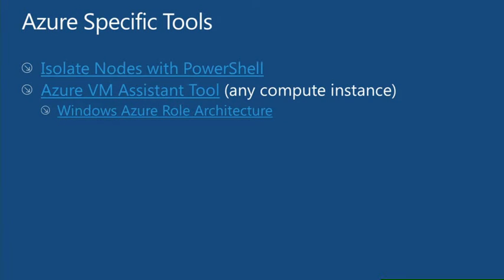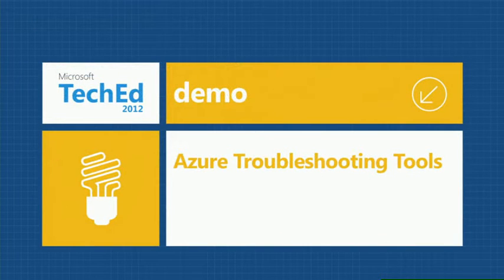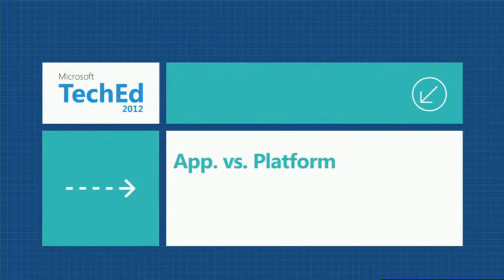And there are Azure-specific tools. So you can use the tools you know and love now, but there are a couple of interesting specific Azure tools. So I'm going to highlight two of them. One is isolating nodes, which is a very cool feature that you can do. And another is this VM Assistant tool. And once again, VM just refers to the fact that in the end, your Azure instance is a VM. It doesn't refer to virtual machines or the VM role. So we're going to look at these two specific tools.